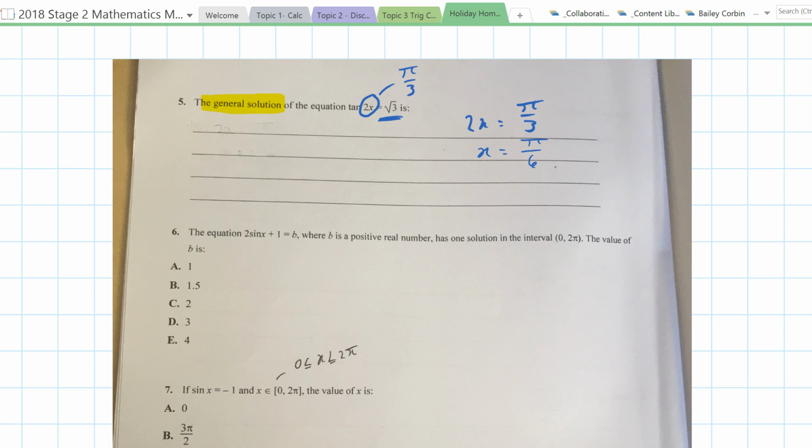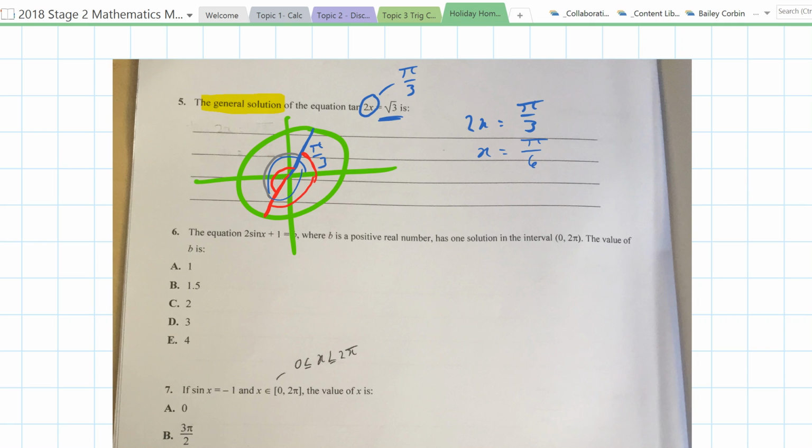However, that would be the first specific solution. However, it's not the general solution. So the general solution comes from thinking about the unit circle and thinking about, well, if the first solution is up here at pi on 3, with tan, there is another solution down here. And we'll get there by adding pi. And we'll get to the next one by adding pi. Sorry, pi gets us to there. And we'll get to the next one by adding pi plus pi.